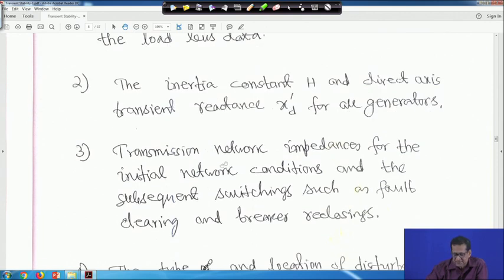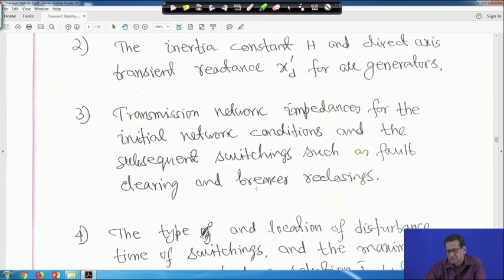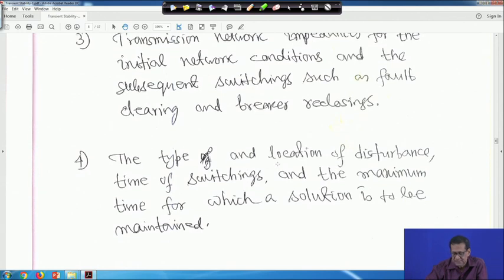Next, transmission network impedances for the initial network condition and the subsequent switching, such as fault clearing and breaker reclosing. All these transmission network impedances are known because you have to compute the Y matrix before the fault, that is the pre-transient condition, during the fault, and post fault also. Number 4, the type and location of disturbance, time of switchings and the maximum time for which a solution is to be maintained. These are the input data before writing the code, although we will not learn code here.